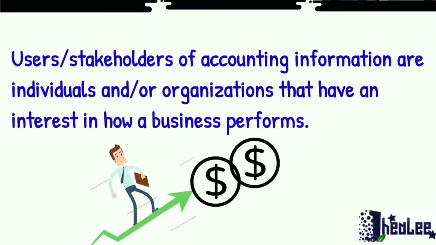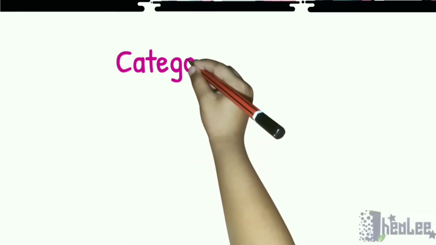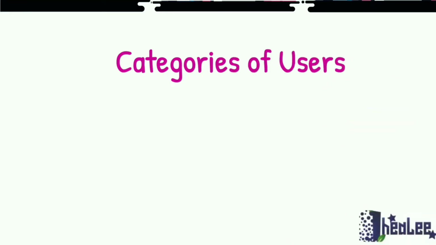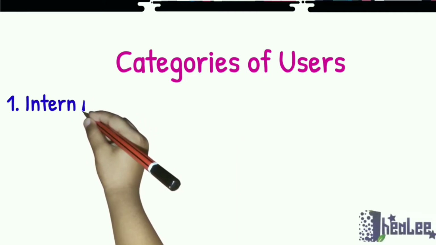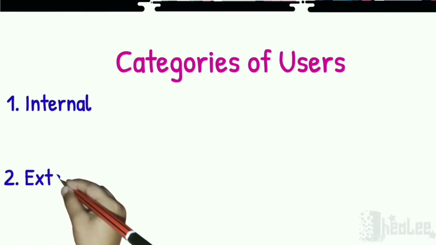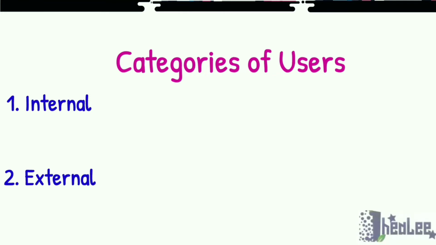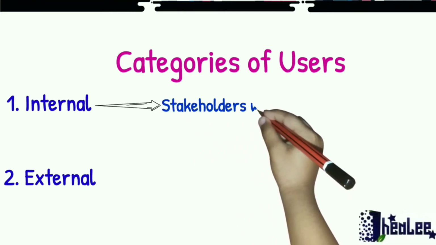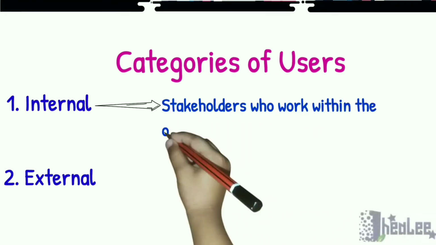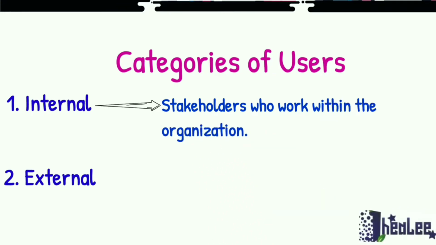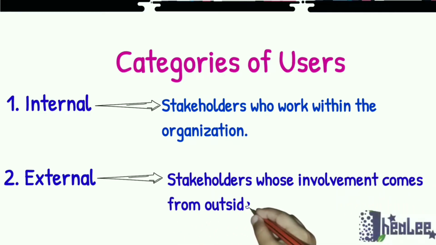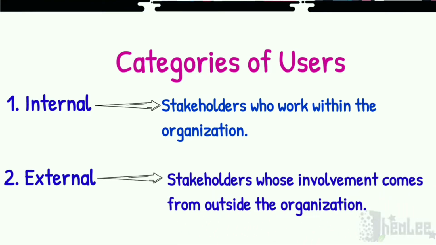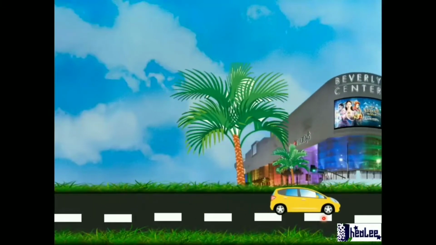We're now going to look at the categories of users. There are two categories. One, internal users. Two, external users. Internal users are stakeholders who work within the organization, while external users are stakeholders whose involvement comes from outside the organization.